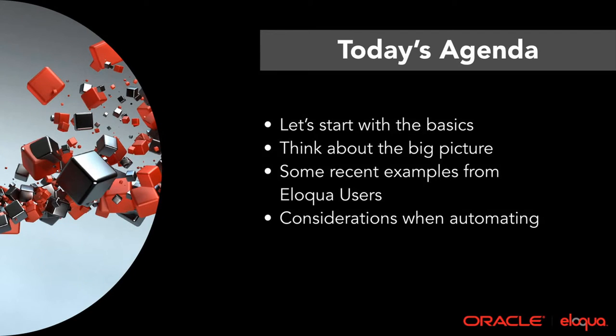So at a high level today, what we'd like to do is really focus on the basics and understand what the basics are. At the same time, trying to understand from a big picture point of view why we're doing the things that we're doing. So are there data considerations, what's the experience that we're trying to deliver, etc. We'll talk through some of those. Look at a couple of examples specifically that actually brought on this particular topic for the user group this month. And then also just some considerations, some things to think about, because once you automate, there are some things you need to think through. And we'll try and cover some of those for you today.